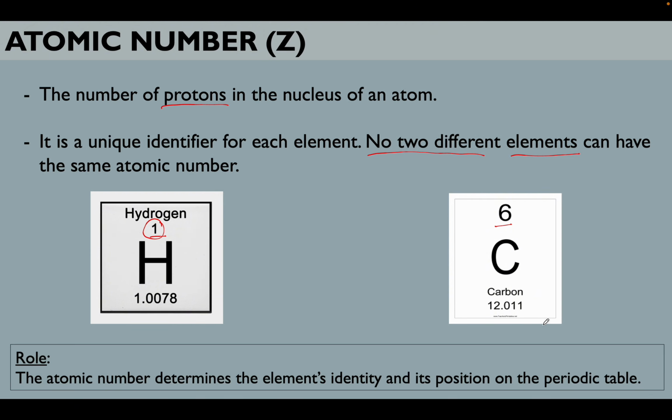Okay. So the role of the atomic number is that it determines the element's identity and also its position on the periodic table. So it runs from 1 to how many elements are there? 100 plus. I can't memorize it, but each element has a specific position on the periodic table based on its atomic number.